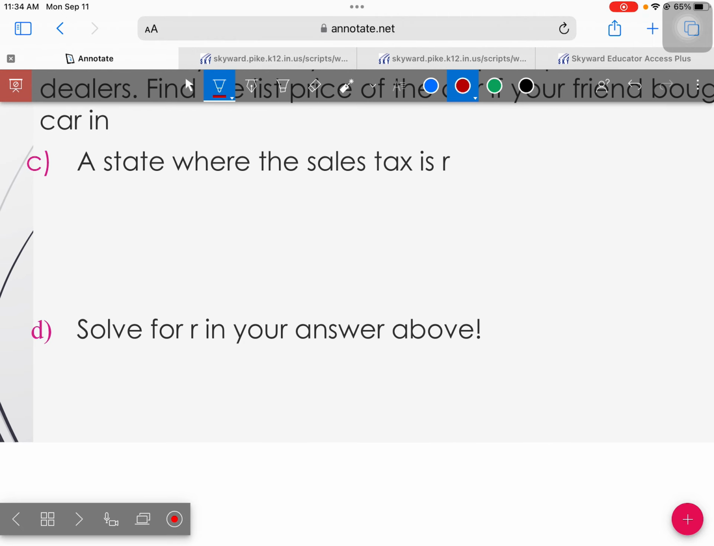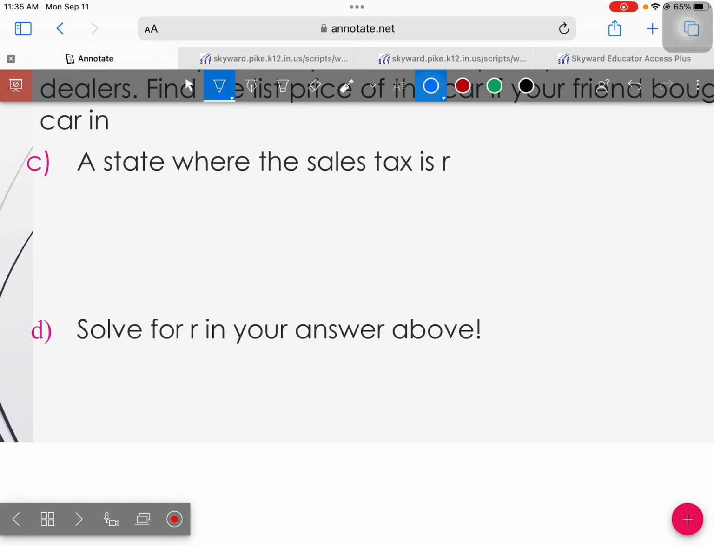What would be the list price in a state where the sales tax is R? Sales tax is R. Maybe we're talking about a pirate, you know? R. Don't do it. All right, well, how would we approach this problem? Do we give up?